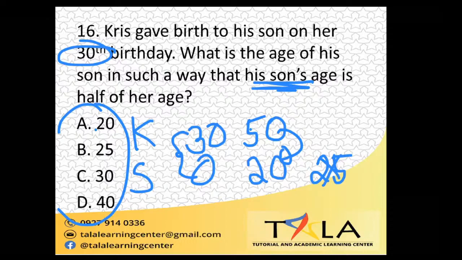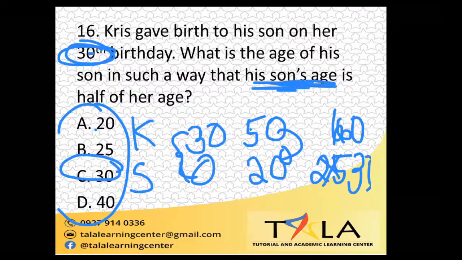Next, 30. Kung 30 si son, si mother, i-add mo ng 30 kasi nga 30 years yung pagitan, so 60. Ang 30 ba kalahati ng 60? Ang age ba ni son half nung age ni mother? Yes. So, ang correct answer natin ay letter C.